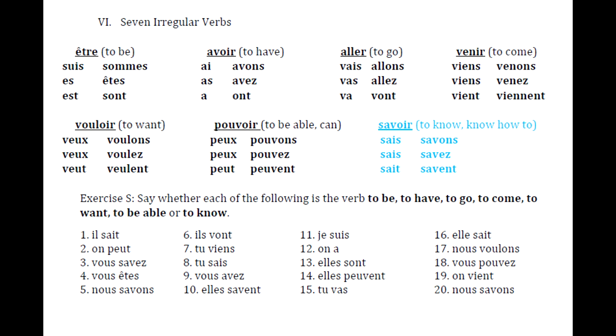Part 6. 7 irregular verbs. Repeat the forms of the verb savoir. Savoir. Je sais. Tu sais. Il sait. Elle sait. On sait. Nous savons. Vous savez. Ils savent. Elles savent.